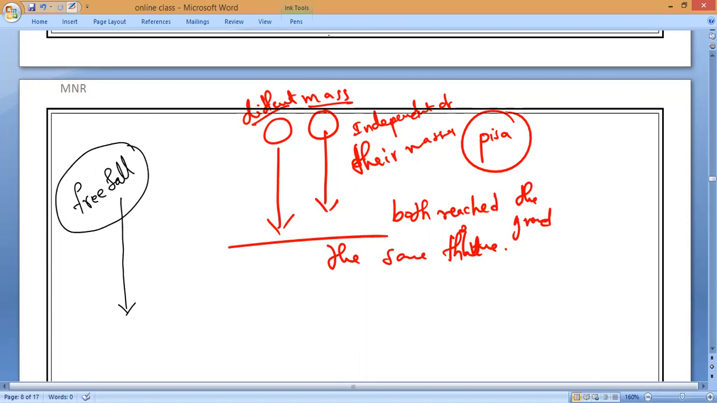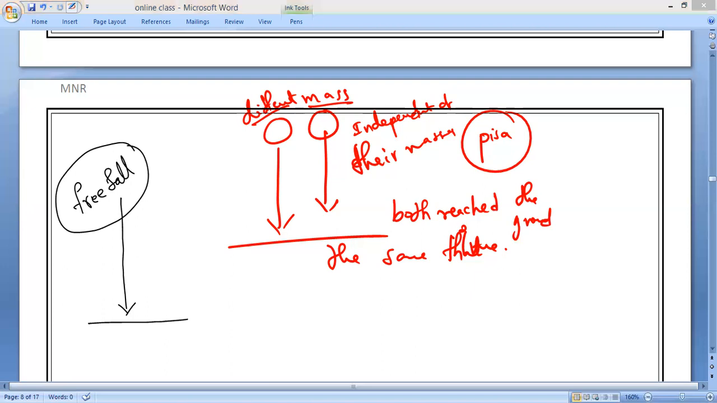What is that force? Gravitational force. Then independent of mass, all the bodies will reach the ground at the same time. That is only called free fall. A body which has more mass and a body which has less mass, it doesn't matter. When they are only under the influence of acceleration due to gravity, then independent of their masses, they will fall at the same time. That is only called free fall.